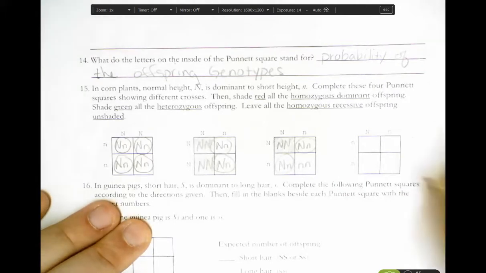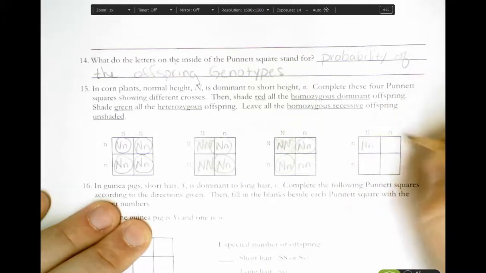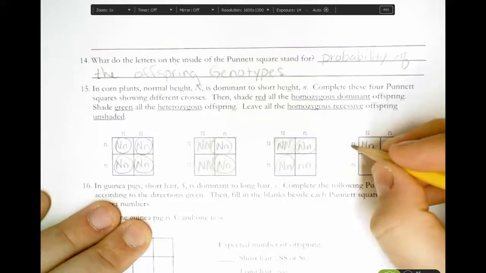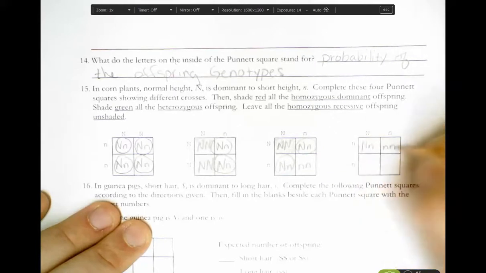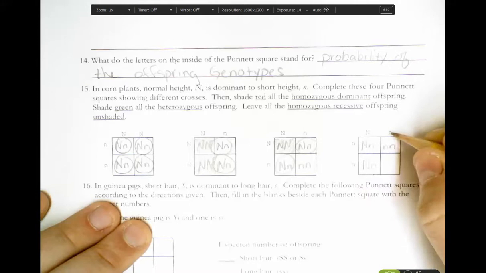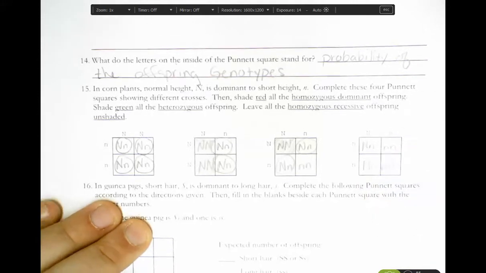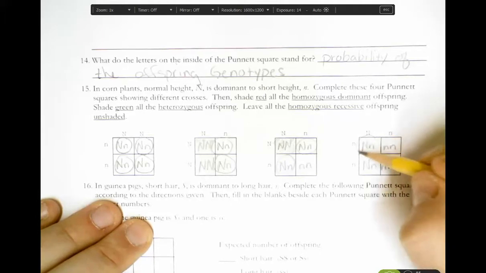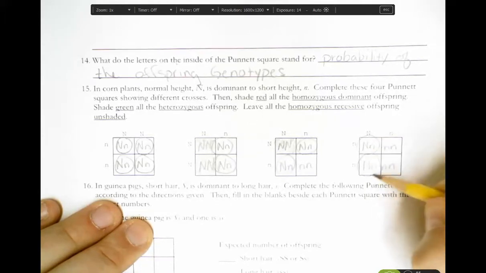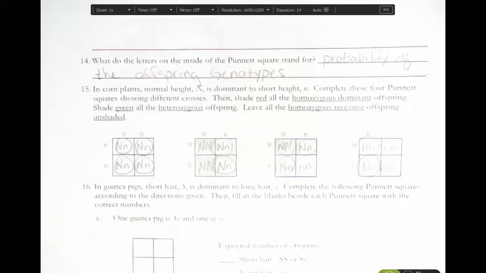Let's go to the next box. Uppercase N comes down. Lowercase n comes across. Lowercase n comes down. Lowercase n comes across. Uppercase n comes down. Lowercase across. Lowercase down. And lowercase across. Alright. We have two heterozygous individuals that need circled. We have two homozygous recessive. We don't need to do anything to the homozygous recessive.